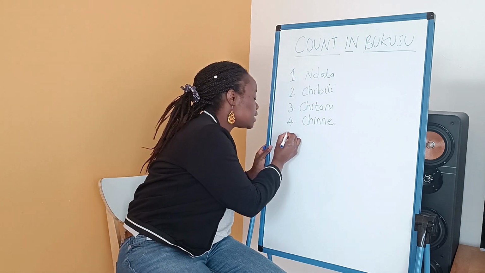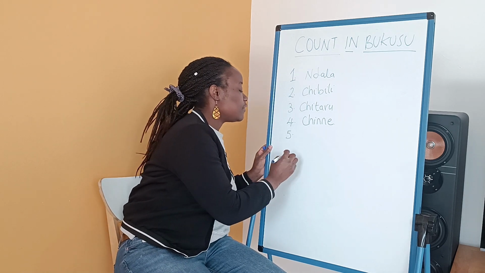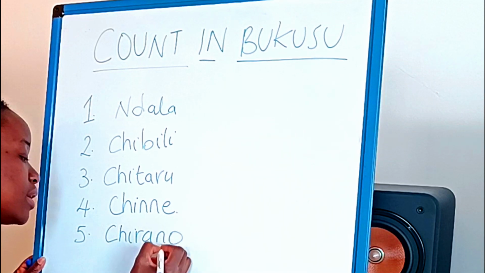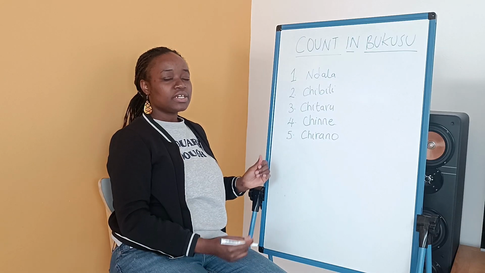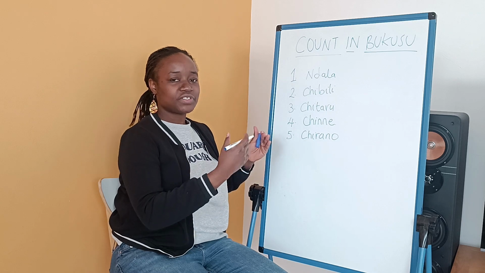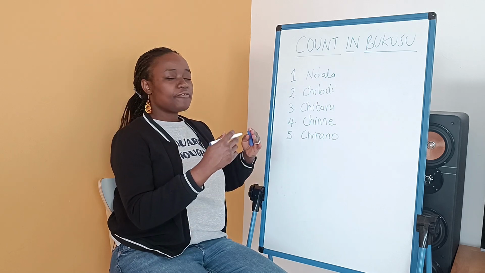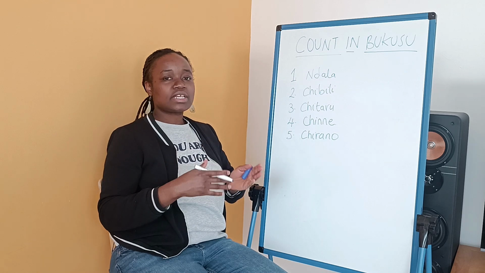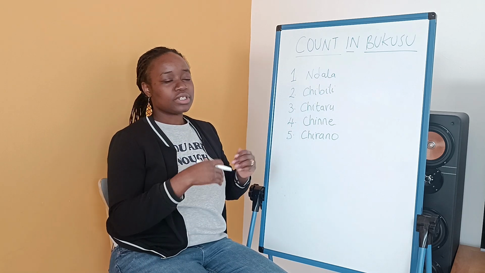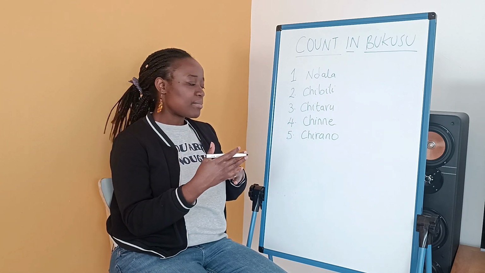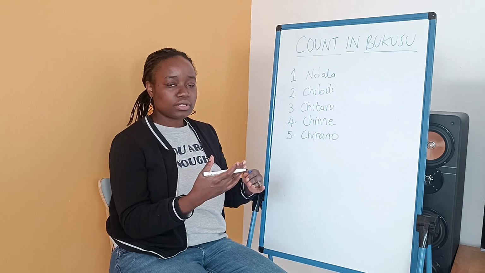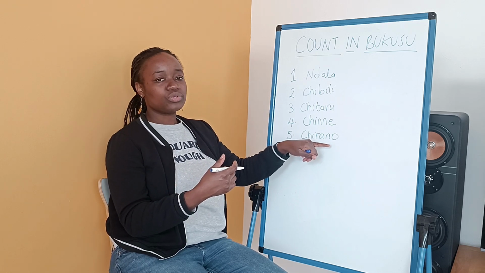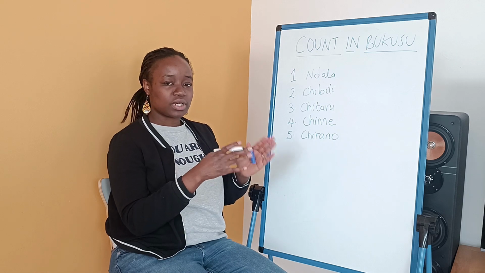Now the next word is 5, and 5 is chirano. Chishilingi chirano, 5 shillings. But 5 people, babandu varano. Trees, kimiti kirano. So it just depends on what you're talking about. And chirano is tano in Swahili. So again, the root chirano, tano, is almost the same as the Swahili word.